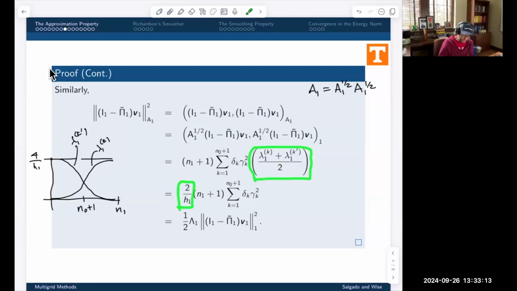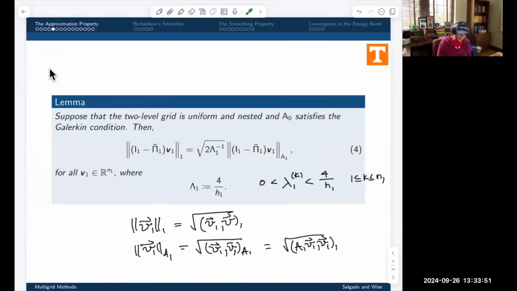Well, that's good because in this estimate, actually it's an identity that I want to prove here, I get something involving capital lambda 1, which is my upper limit for all of the eigenvalues. So I can write that as, and you can see that this is going to be 4 over h1, so 2 over h1 is just 1/2 of that value. Now to get the result that I actually wanted, I'm just going to move this to the other side, take square roots to get rid of the squares, and I get the result. So let me show you again what that was.